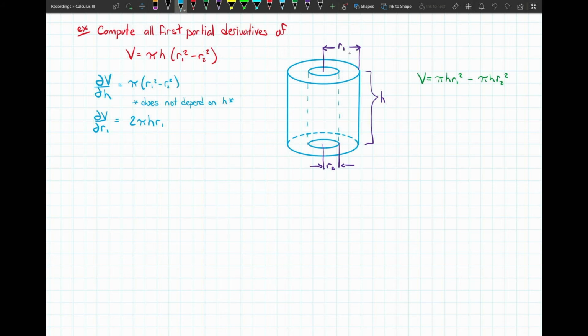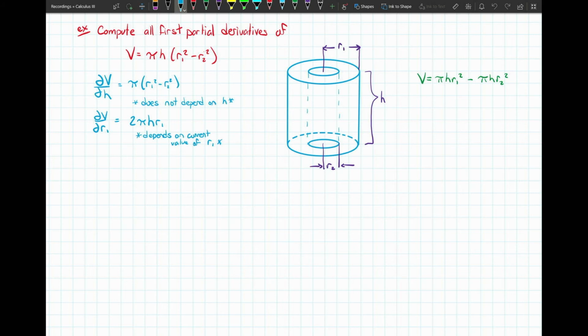As the outer radius gets larger, we see that volume should be increasing. But it is not increasing at a constant rate. You can see from this partial derivative that the rate of increase of volume with respect to the outer radius depends on the outer radius. So it's non-linear.